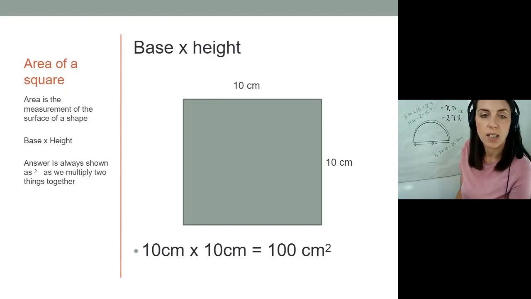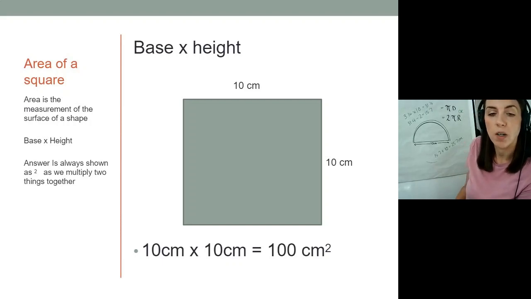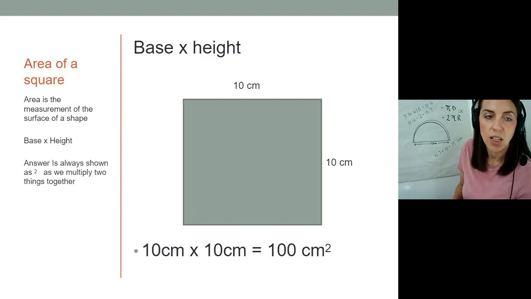So as you can see in this example, the area of the square is 10 multiplied by 10. With area, your answer will always be to the power of 2 or squared, because we've multiplied two different measurements together. So the answer to this question, the area of this square is 100 centimetres squared. So we multiplied 10 by 10 to get 100 centimetres squared.